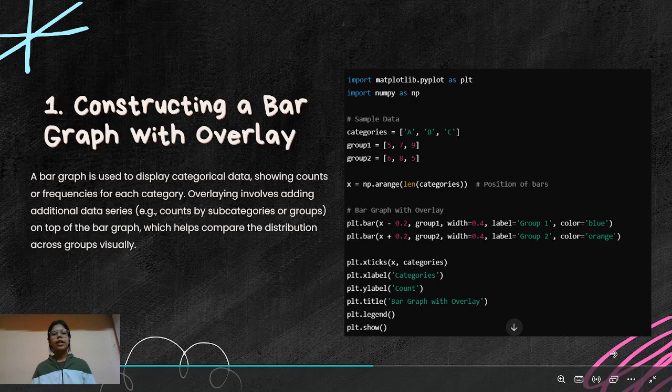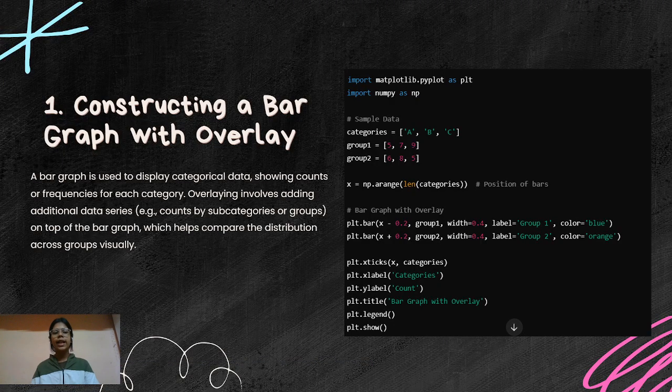Then let's see constructing a bar graph with overlay. Basically, a bar graph is used to display categorical data, showing the counts or frequencies for each category. Overlaying involves adding additional series on top of the bar graph, which helps compare the distribution across groups visually. The bar graph represents categorical data showing its frequency, and the overlay means additional information for comparison.